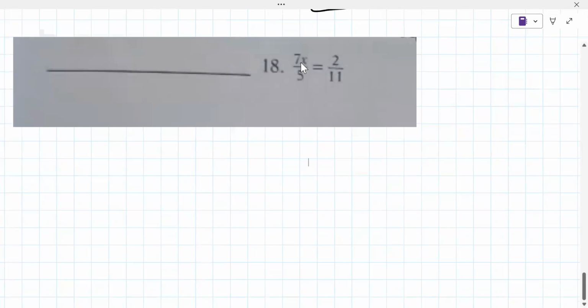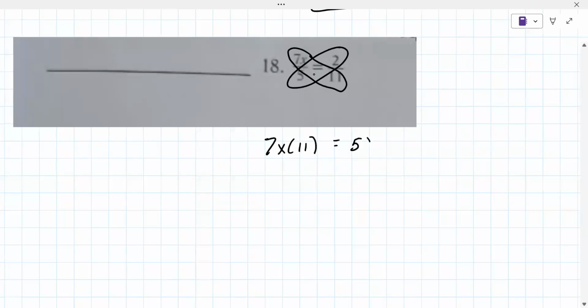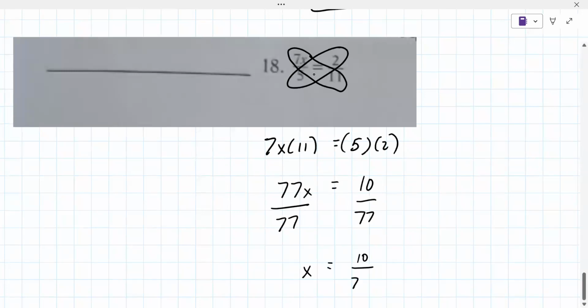Okay, so 18, new problem here. Let me know when you're ready. We'll dive into this one. All right, so you have to diagonally multiply like that. So you multiply 7x times 11 equals 5 times 2. So 77x equals 10, and you divide both sides by 77. So x equals 10 over 77. That's it for that one.